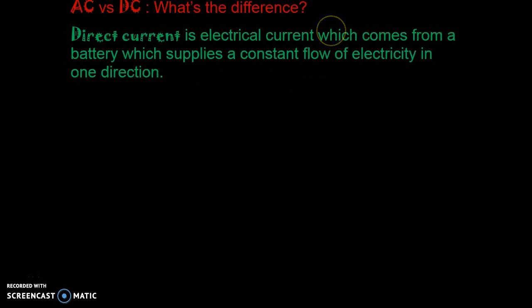A direct current is the electrical current which comes from a battery, which supplies a constant flow of electricity in one direction. So pretty much direct current, one direction. It's not going to go in any other direction. So if you have a battery supplying this, then you will be flowing electrons in one direction, which is typically how most things are run, just simple circuits.